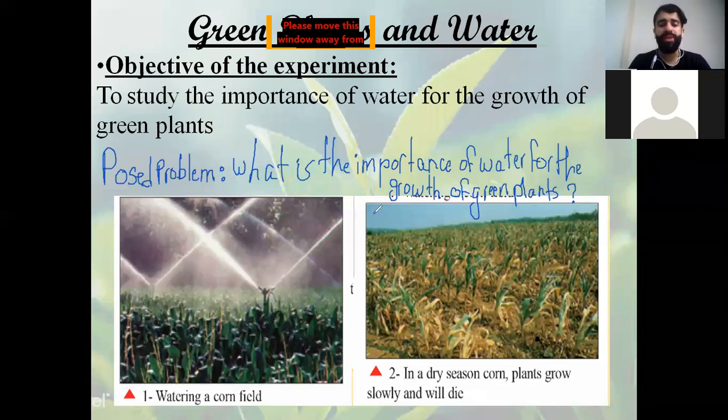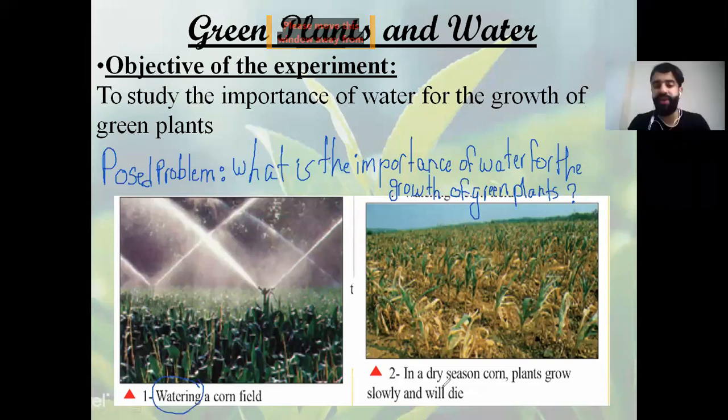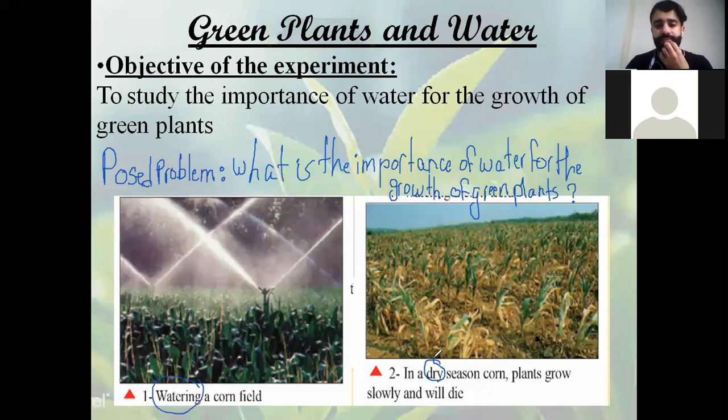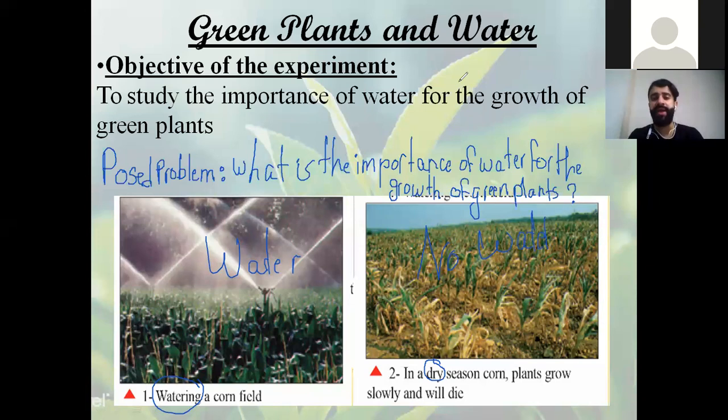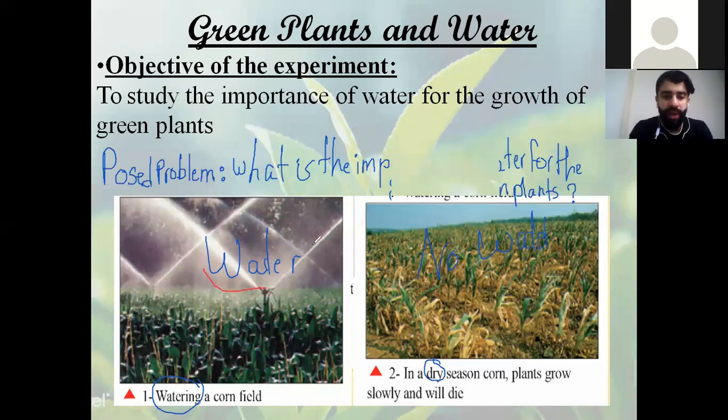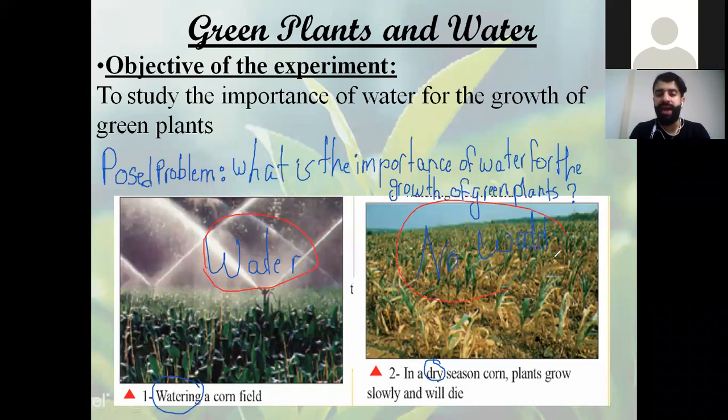Then let's continue. What is the variable factor in this experiment? Here we have a cornfield that is watered, and here we have a dry season. We don't have water. So what is the variable factor? Yes, Hassan, what do you think? Water. Very good. So here we have water in plant 1 and in plant 2, no water. The variable factor is the water. Thank you, Hassan. In plant 1 we have water, in plant 2 no water, meaning that it lacks water. Lacks, L-A-C-K-S, meaning that it doesn't contain water.